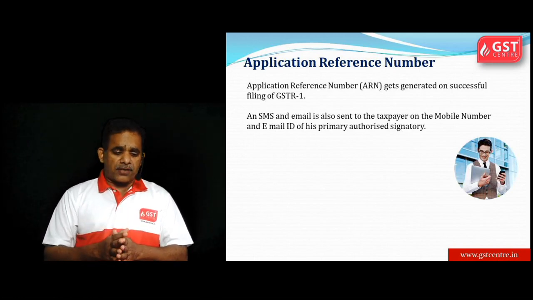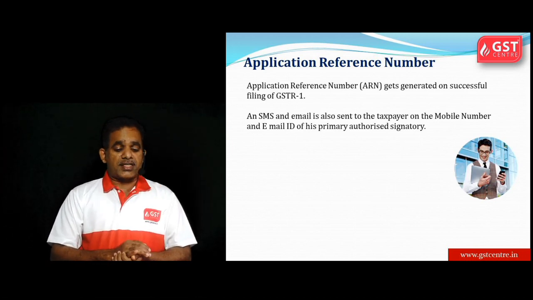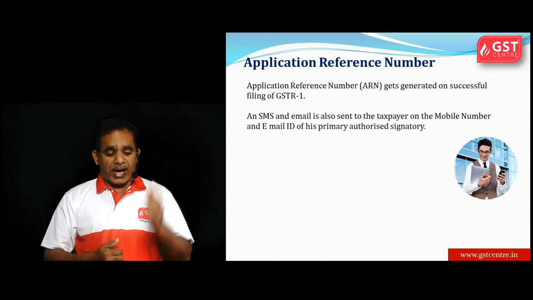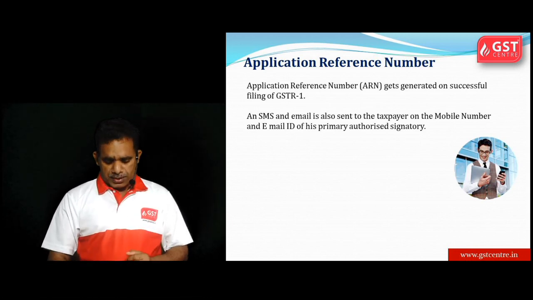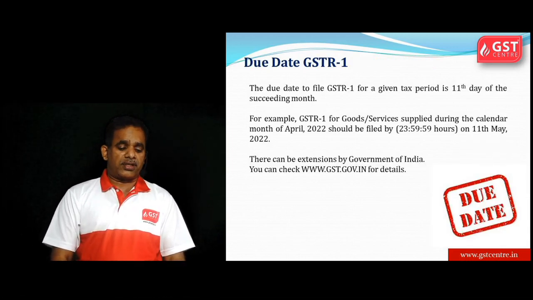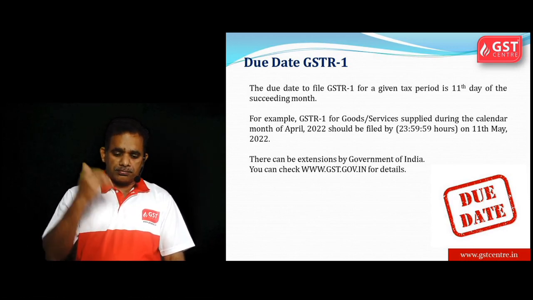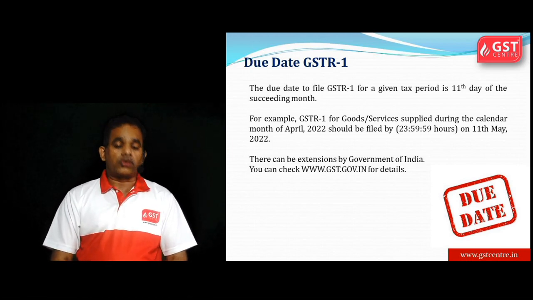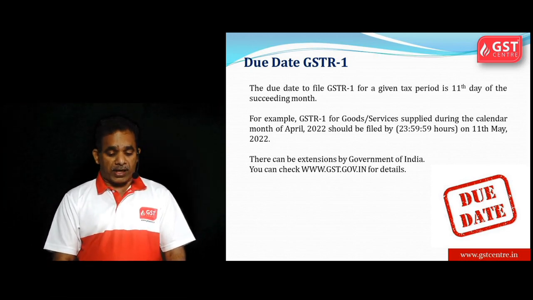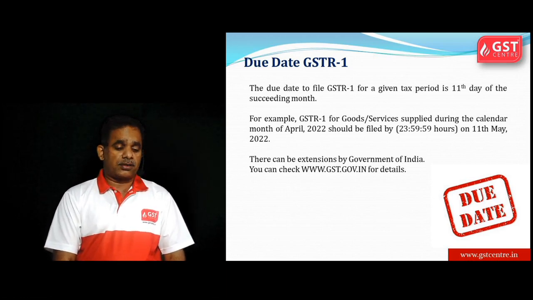Then there is an application reference number you will be getting on successful filing of GSTR 1. An SMS and email will be automatically sent to the mobile number and email ID of the primary authorized signatory of the business. Then please note that the due date for GSTR 1 is the 11th day of the succeeding month. Suppose for the month of April 2022, the due date is 11th May 2022. Then there can be some relaxations or extensions by the Government of India. You can check the due date details on the gst.gov.in website.